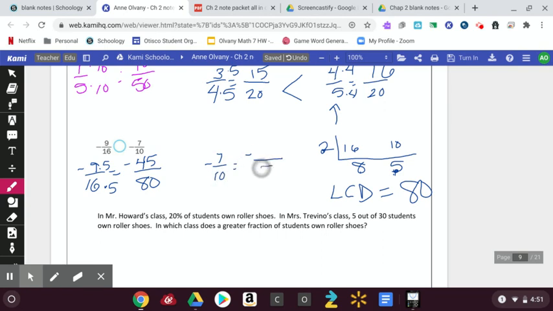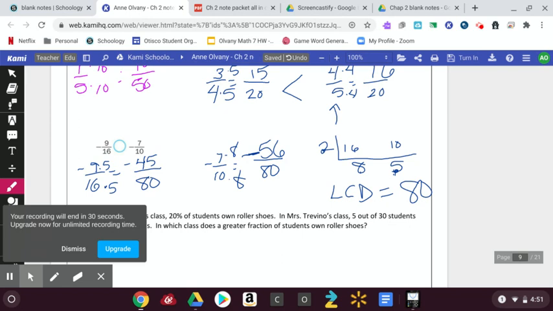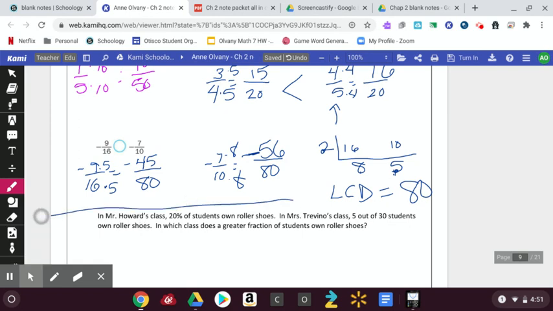Now we have to change the -7/10 into negative something 80ths. That one's a little easier. Multiply by 8 to get -56. Remember that on a number line, we're counting backwards. So if these were positive, this one would be smaller, but they're negative, so I kind of flip it. This one would be smaller. So -7/10 is where I point to. -9/16 is greater than -7/10. Tune in for part 3.